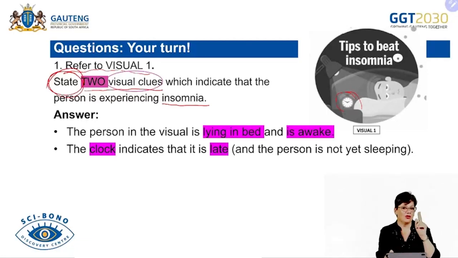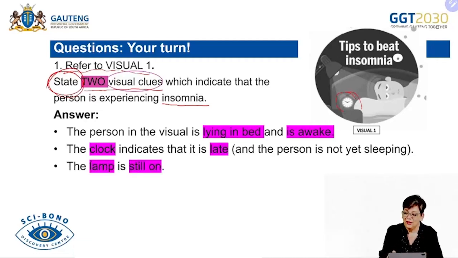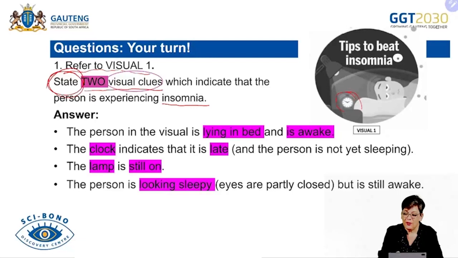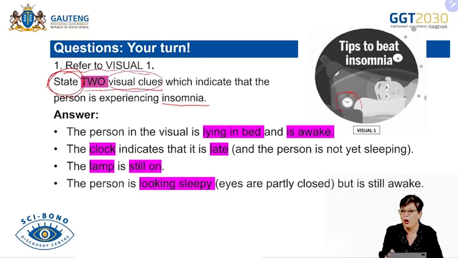Remember, we had a visual 2 where there's a clock as well. But remember, we're only focusing now on visual 1. Let's look at the next one. The little lamp is still on. Can you see? I'm focusing all on visual clues. I'm just saying what I can see. Let's go to the next one. The person looks sleepy. Now, if you look at his little eyes, you'll see they are partly closed. They're not wide open. They're halfway closed. But he's still awake. Shame.